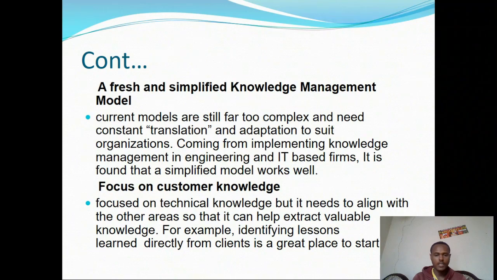Focus on customer knowledge. Firms have focused on technical knowledge, but it needs to align with the other areas so that it can help extract valuable knowledge. For example, identifying lessons learned directly from clients is a great place to start.